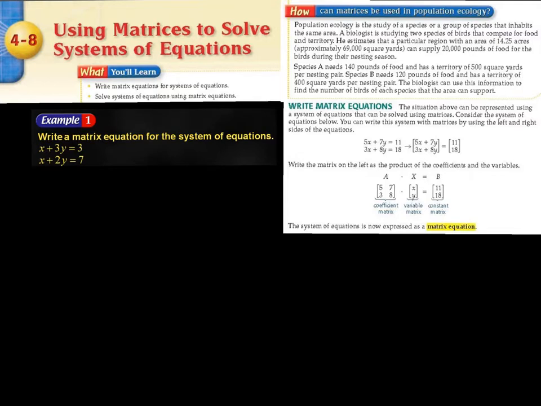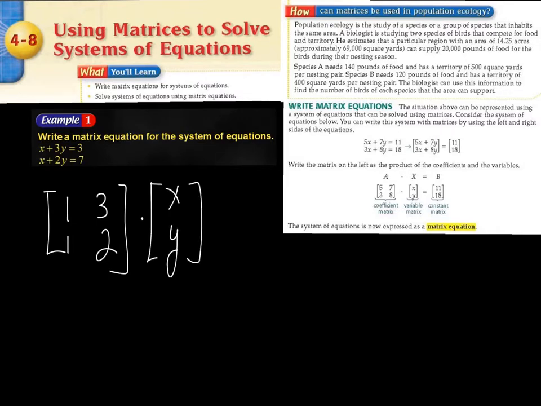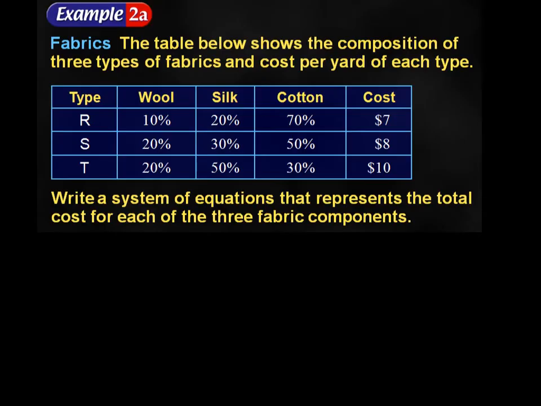If there's no number written in front of the variable, the coefficient is 1. So we're going to have 1, 3, 1, 2 for our coefficient matrix. Our variable matrix is going to be just like theirs. We have x and y. And our constant matrix, we have 3 and 7. And that's all they wanted us to do on that one. We're done. Now the work begins.